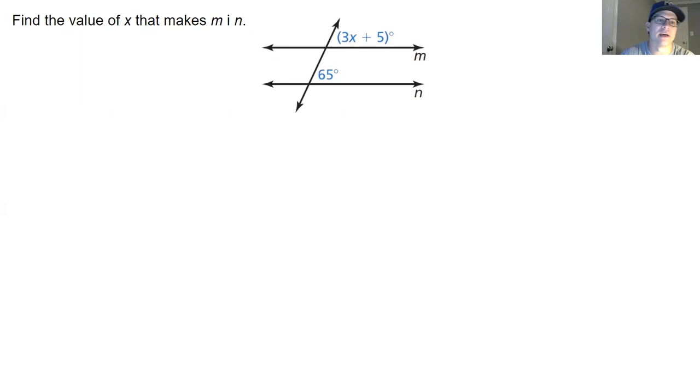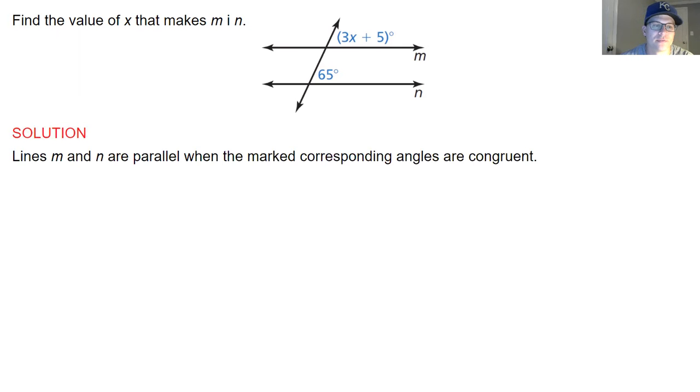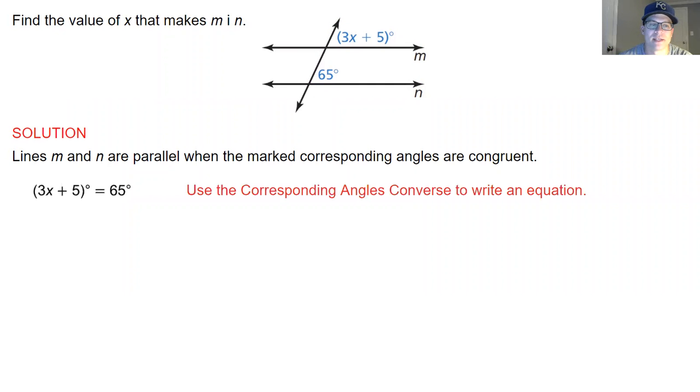So let's go ahead and find the value of x that is going to make m parallel to n. That is what that symbol says. So the way that we set this up is first, we're going to assume that lines m and n are parallel when the marked corresponding angles are congruent. So as long as those green and purple corresponding angles are congruent to each other, then we can say that the lines are parallel. So we're going to create an equation that sets those two angles equal to each other.